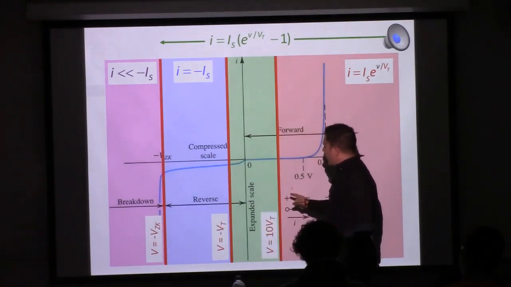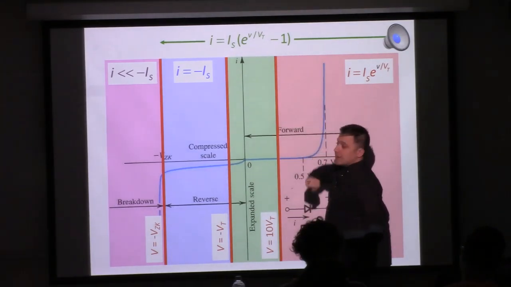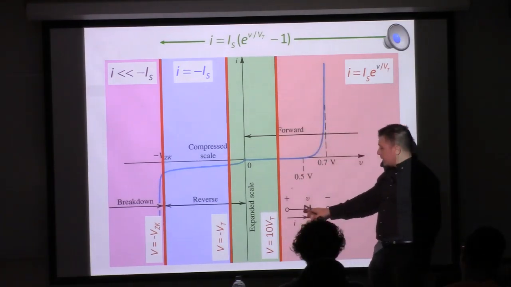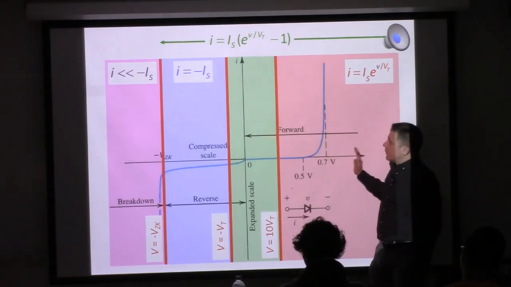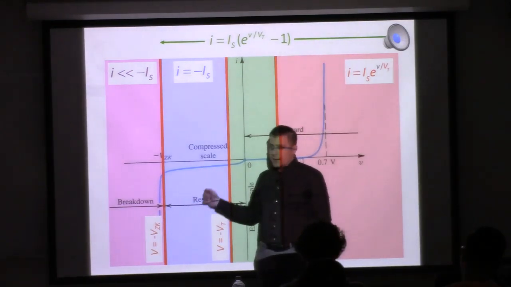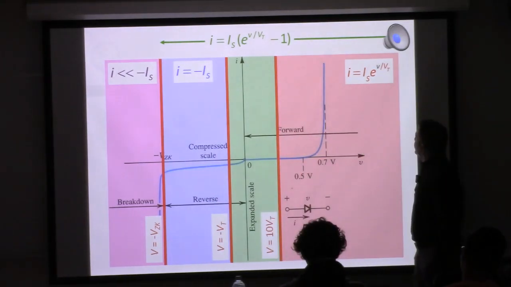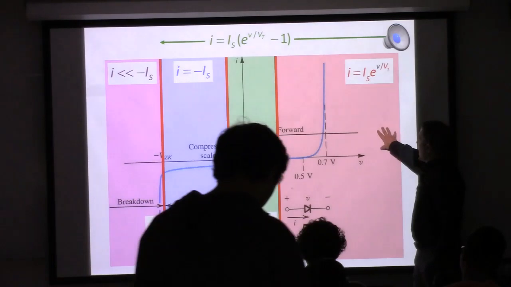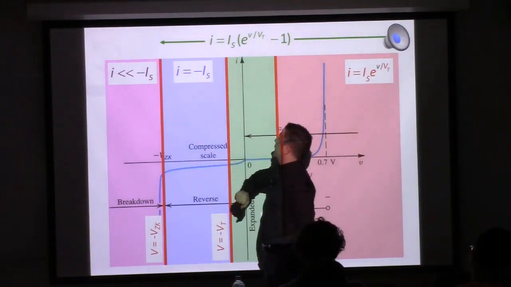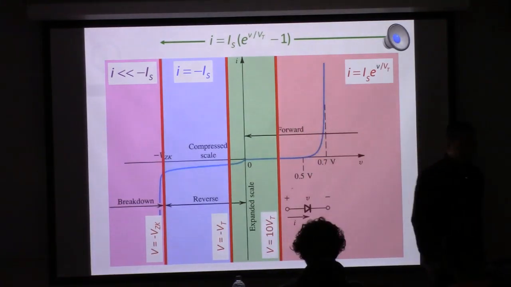All right, now the green is the area where you need the minus 1. Once you get to V greater than 10 times VT over here, we can get rid of the minus 1. Once you get to V less than negative VT, again, we can get rid of the minus 1. So over here, I equals IS e to the V over VT. Over here, I equals negative IS. And in the middle, you use that.